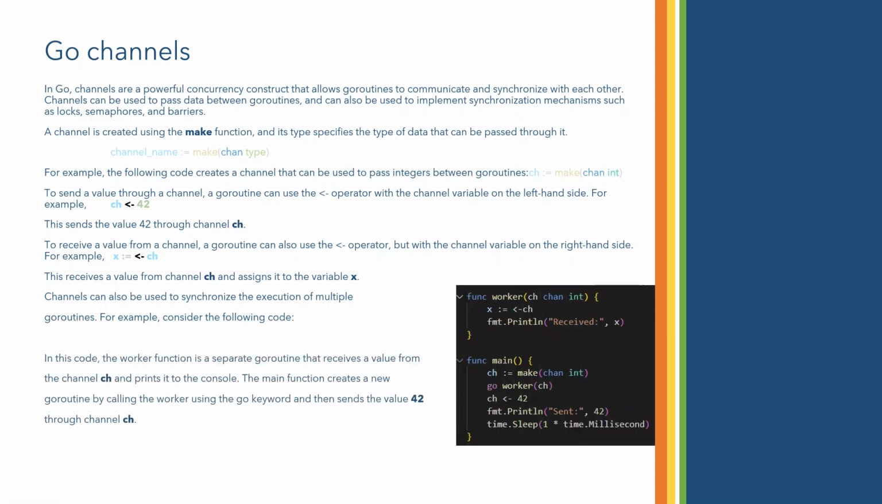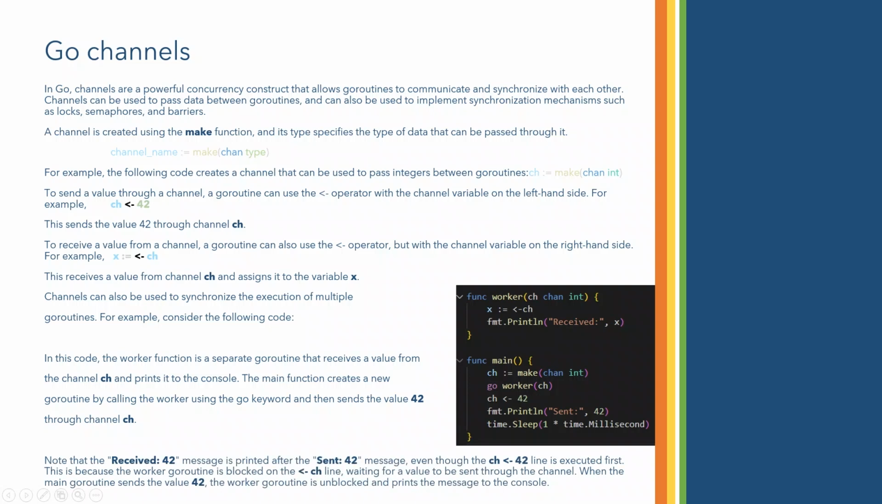For example, consider the following code. In this code, the worker function is a separate goroutine that receives a value from the channel ch and prints it to the console. The main function creates a new goroutine by calling the worker using the go keyword, and then it sends the value 42 to the channel. Note that we will see the output once we go to the hands-on coding.